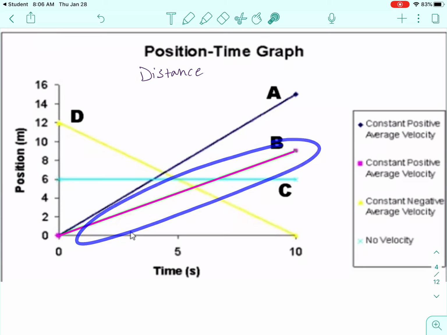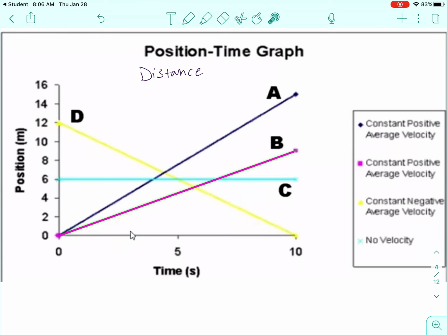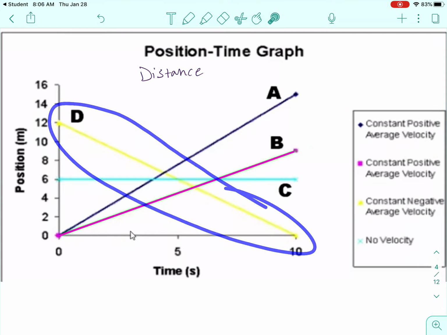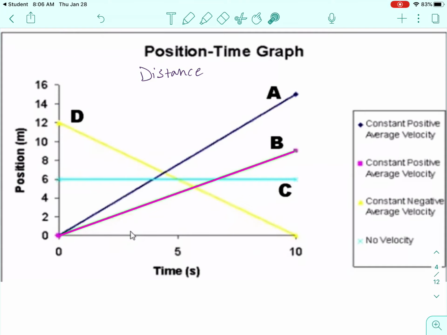B, also positive constant velocity. You are increasing your position. You're moving forward. But notice that A is steeper, so A is going to be moving at a faster rate than B. D is the one that is going down, so you are moving to the left. So you have a negative constant velocity, again, not a curved line, so no acceleration.